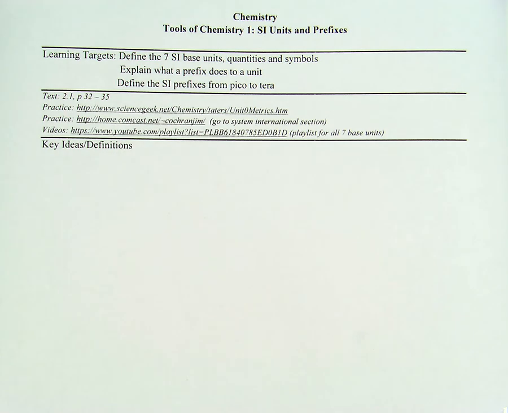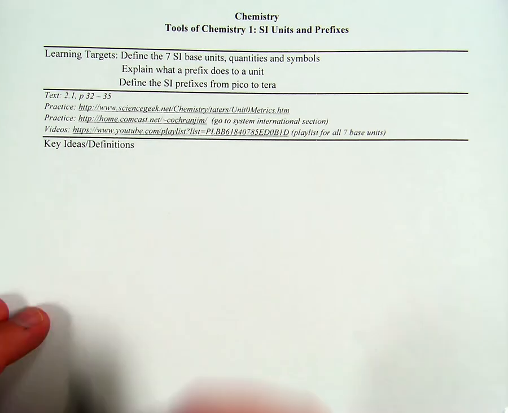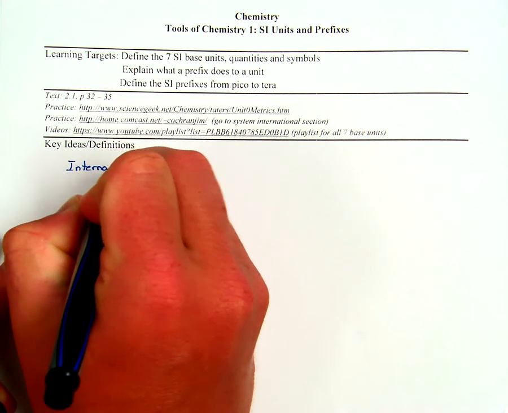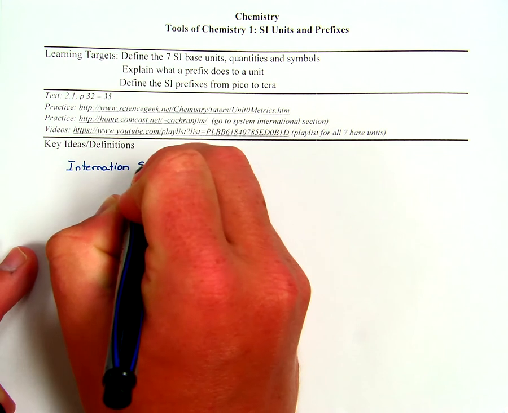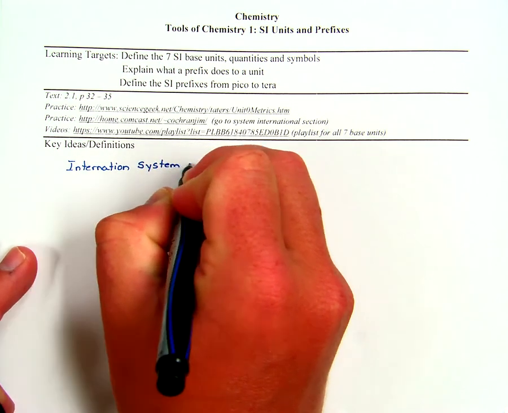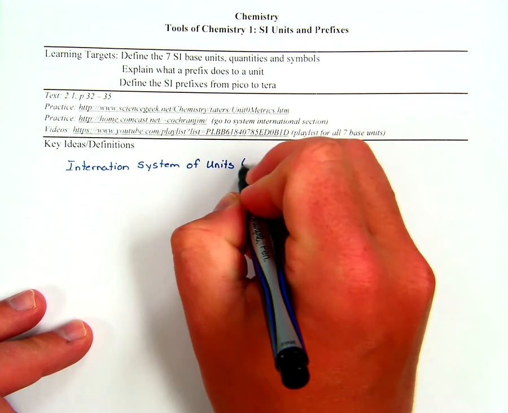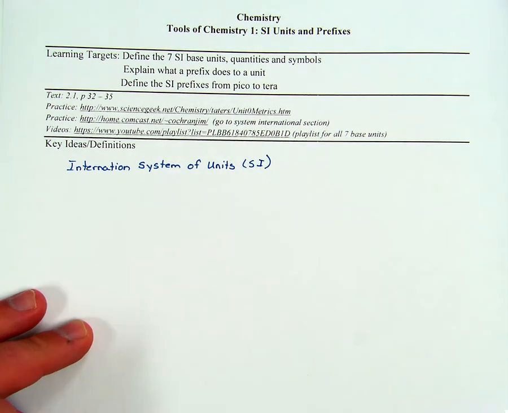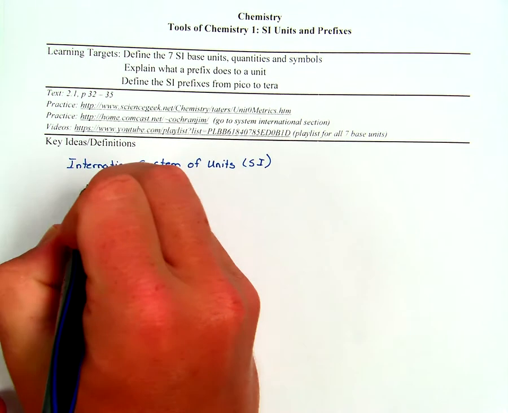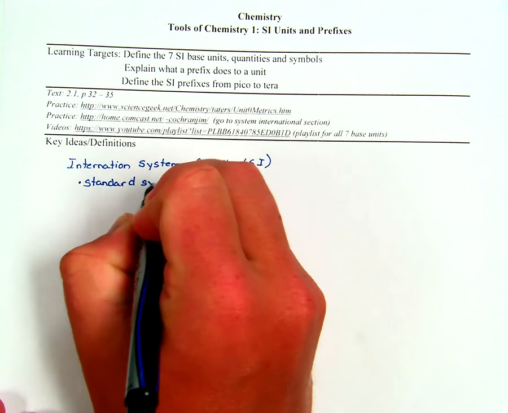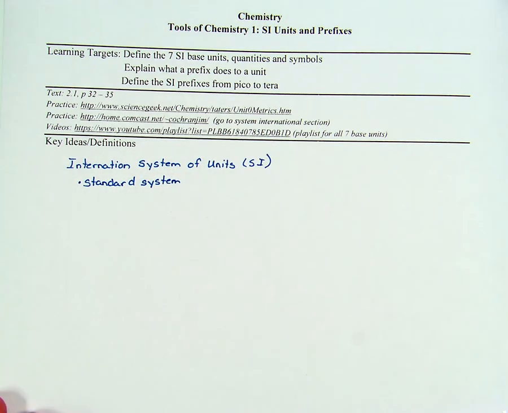All right, so first of all, I'm just going to ask the question, what does SI stand for? Well, SI stands for the International System of Units, and it's commonly referred to as SI. It is a standard system that is universal. It is used in science across the entire world, and it gives scientists a way of communicating with each other very easily because they're all familiar with this same unit.